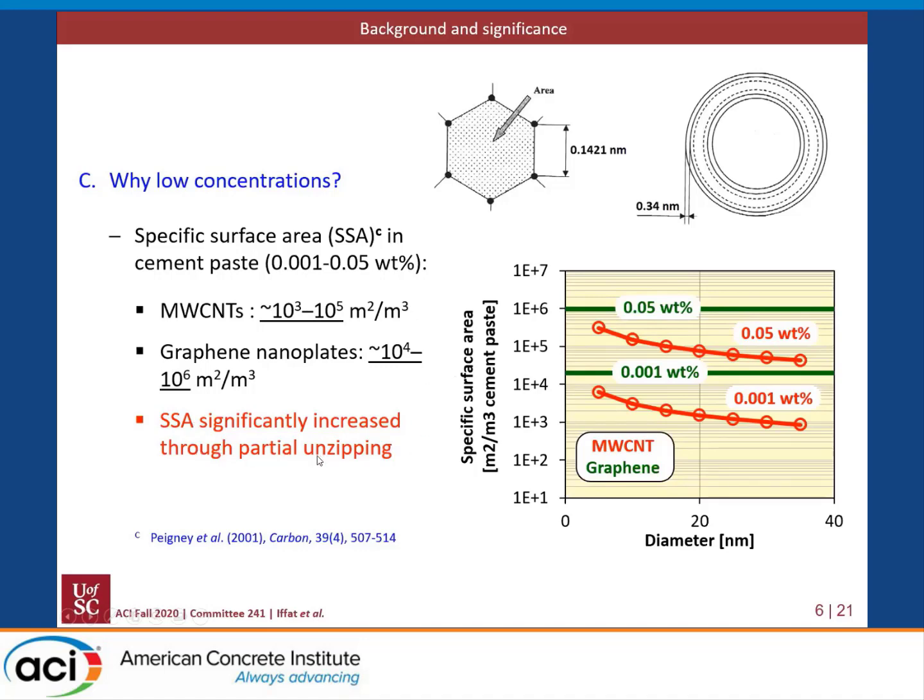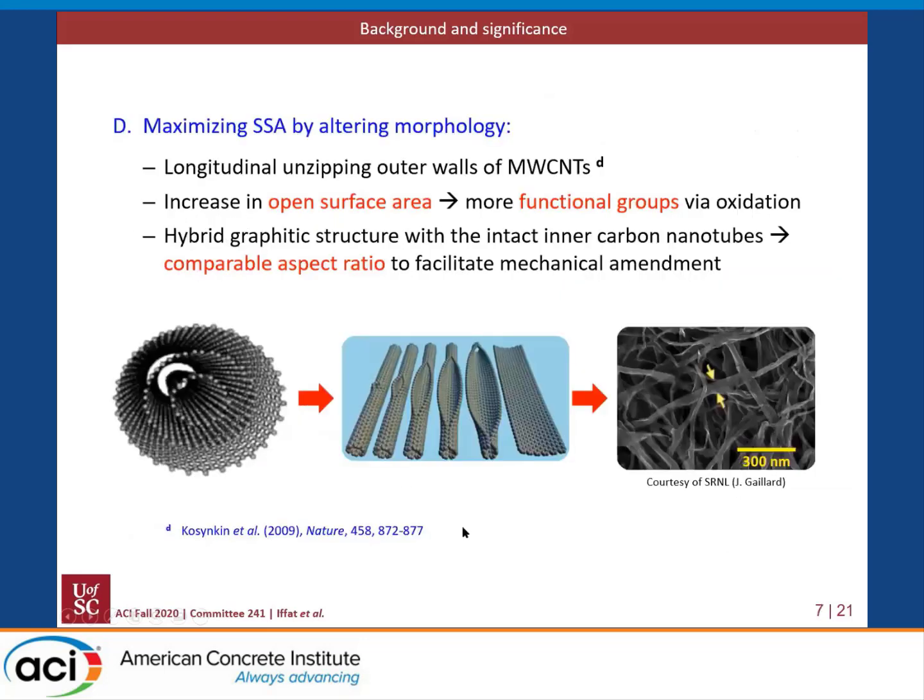Now, if we can unzip the outer layers of multiwalled carbon nanotubes, we can even increase the surface area for a similar concentration range. That's why we tried to change the morphology of multiwalled carbon nanotubes, which are concentric cylinders having several shells inside, where only the outermost surface can take part in chemical bonding. So if we can unzip the outermost layer longitudinally, we could enhance the open surface area. Also, more functional groups could be attached through the large surface edges.